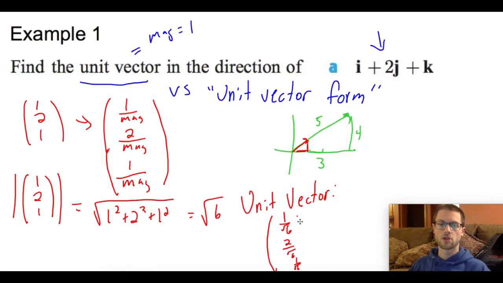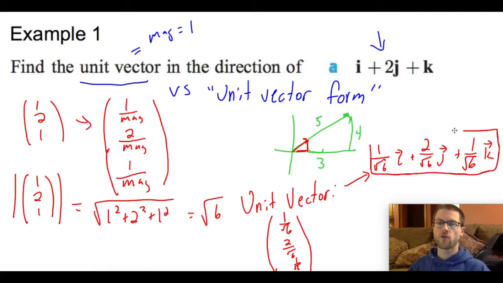This is getting a little squished here. So you know what I want to do? Let's write this in unit vector form. So this would be 1 over root 6 i plus 2 over root 6 j plus 1 over root 6 k. And k gets its own arrow too, as well. So there's my unit vector form. This is a unit vector because the magnitude of this is equal to 1. How could you check? Find the magnitude the same way we did before.